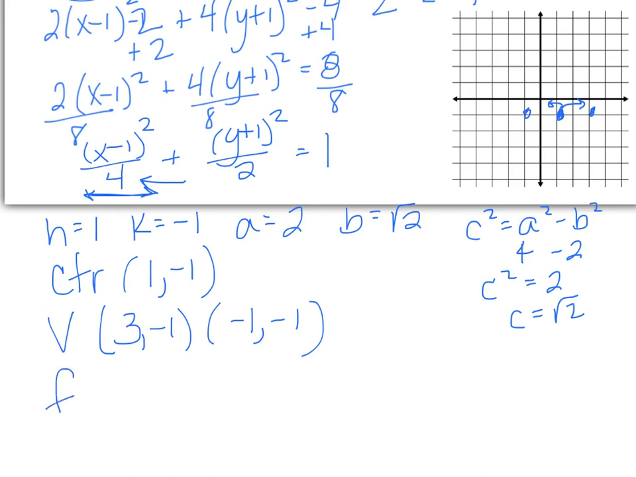So my foci, if I base it off of my center, it's going to go from, let's see, the x-coordinate would be changing, 1 plus or minus the square root of 2. This accounts for going left and right. The y-coordinate for both of them is going to be the same, negative 1.